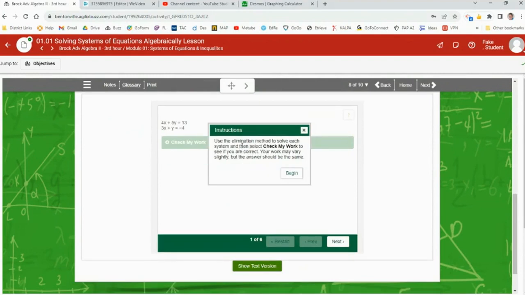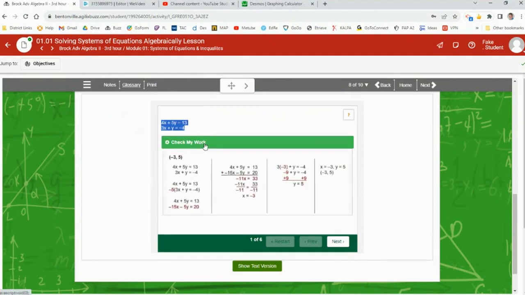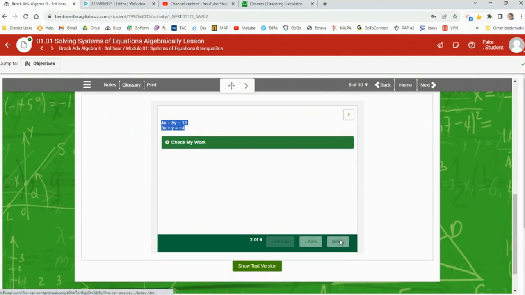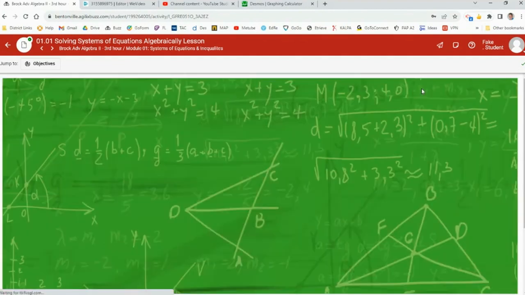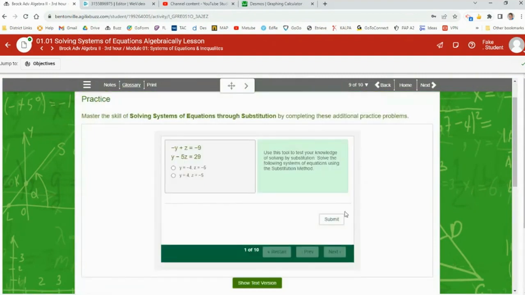This says use elimination method. Do that with the elimination method. Check to see if you did it correctly. And there's 6 problems there. You can go next. So there's lots and lots of practice. Lots of opportunities for you to learn how to do it. If that was confusing or you still don't think you got it, no, we just looked at it briefly. You need to practice it to really understand it.